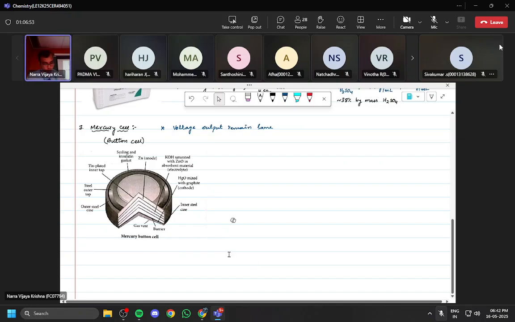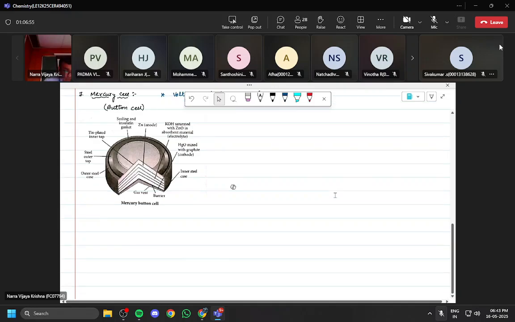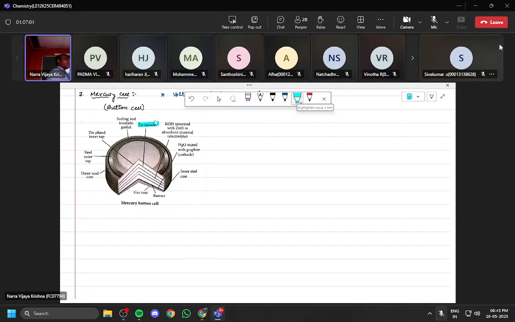So what happens here? Same zinc anode. Observe. In the Leclanché cell also, zinc anode, and there graphite cathode, but here it is totally made up of steel. Correct? So inner steel case, outer steel case. This total steel case will behave as cathode. Response, sir.